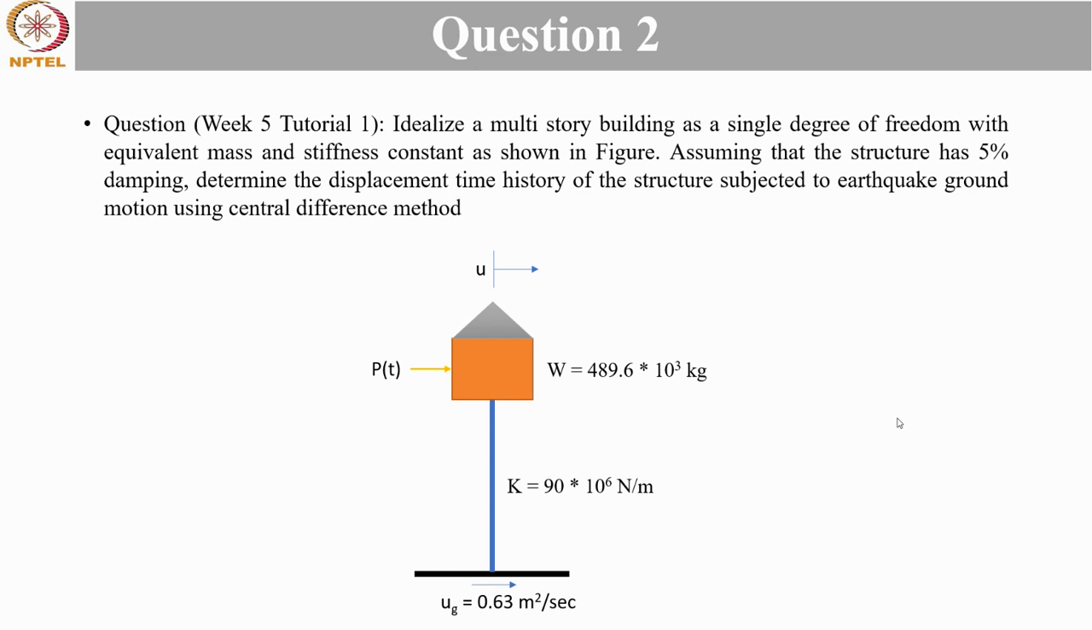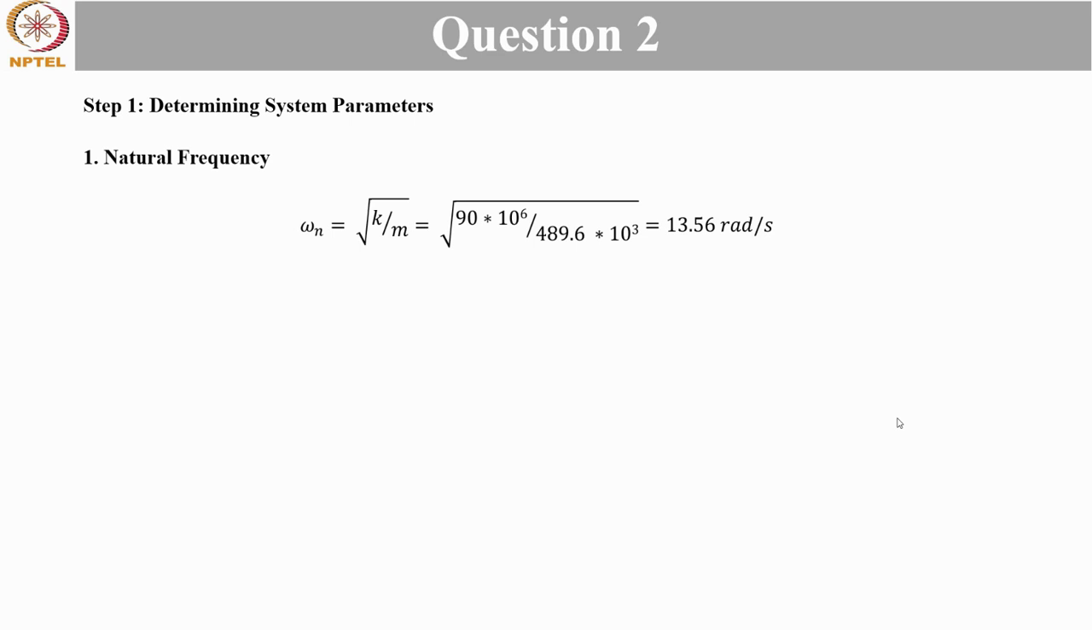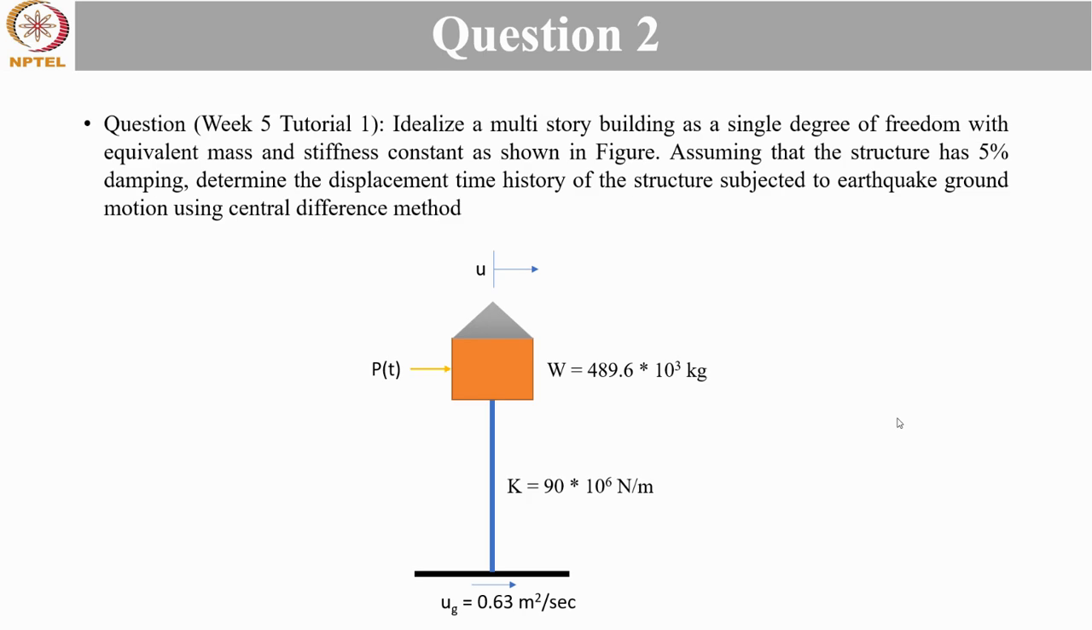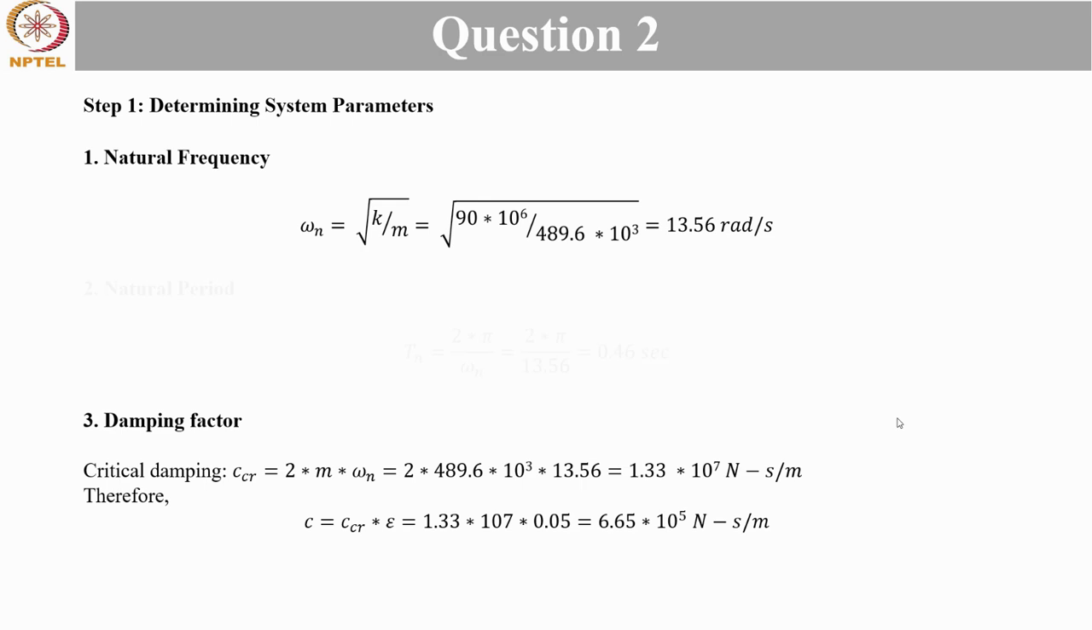Now we'll see the central difference method, how to write the MATLAB code for it. So we know the weight of the system, the mass of the system, the stiffness constant, and the ground acceleration. First we'll determine the system parameters. The first parameter is natural frequency, given by the square root of k by m. So k is 90 into 10 to the power 6 and mass is 489.6 into 10 to the power 3. So natural frequency will come out to be 13.56 radian per second.